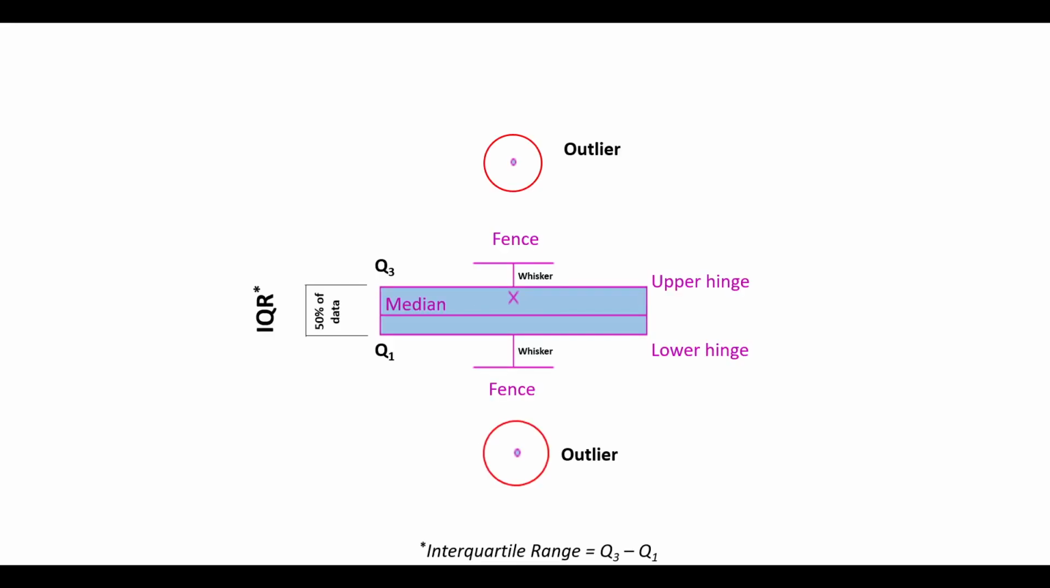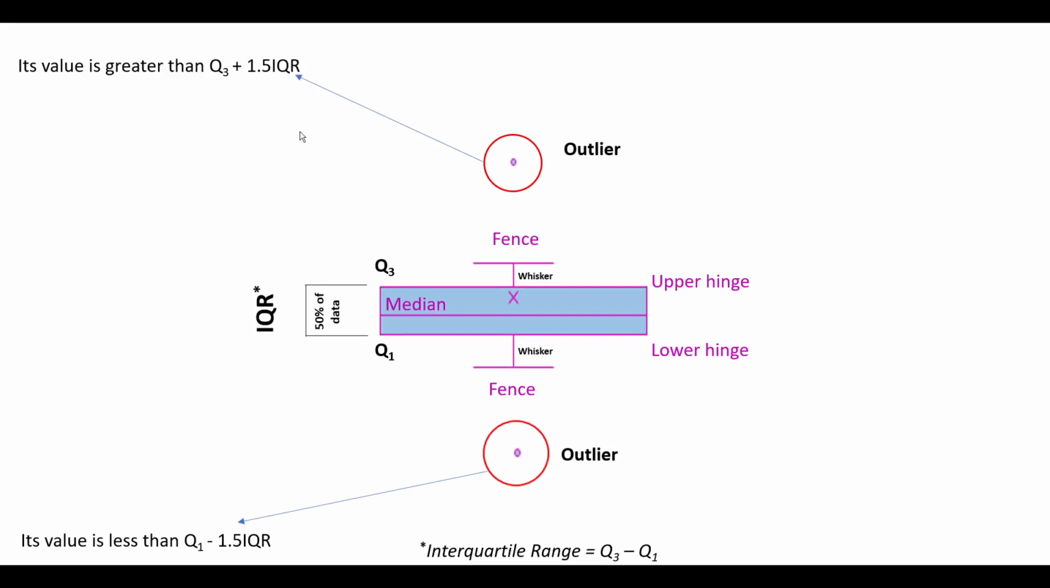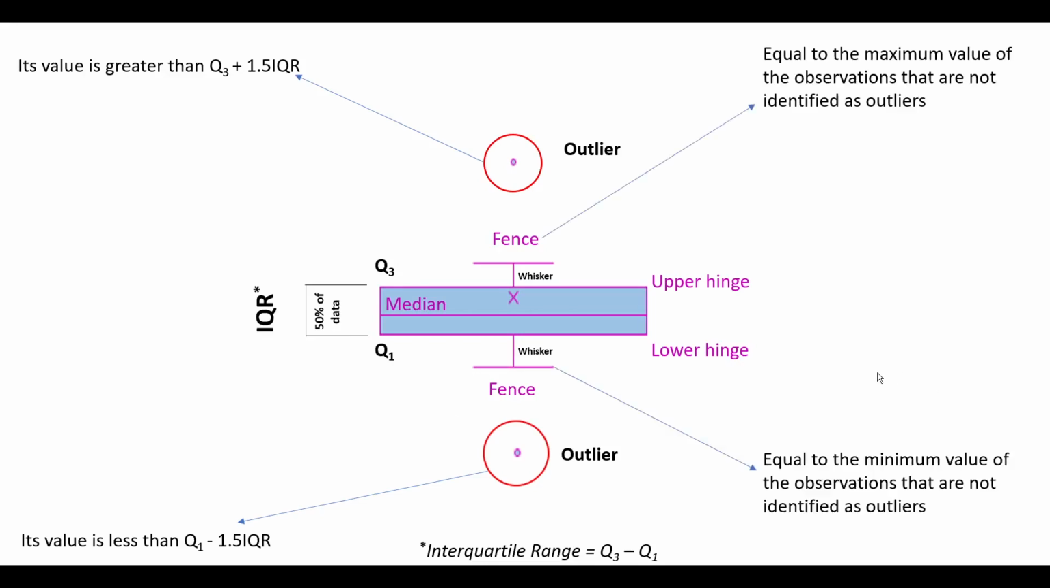However, how does Excel define outliers? Outliers beyond the upper fence have a value greater than the value of the third quartile plus 1.5 times the interquartile range, whereas outliers below the lower fence have a value less than the value of the first quartile minus 1.5 times the interquartile range. And of course, as you can imagine, the interquartile range is equal to the distance between the third and the first quartile.